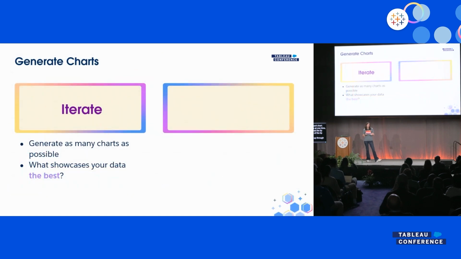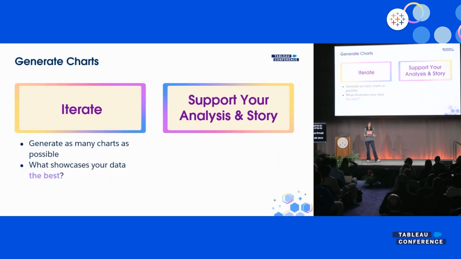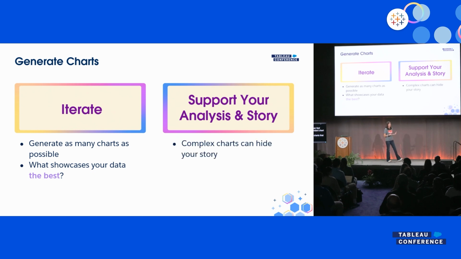The other thing I want to talk about with selecting charts is make sure that they're supporting your analysis and your story. I think a lot of times we can feel pressured to use non-standard chart types, kind of these eye candy charts that look really cool. But a lot of times those charts actually hide our story. They make it more difficult for a user to find the story and answer the question. So you want to make sure you're not doing that.